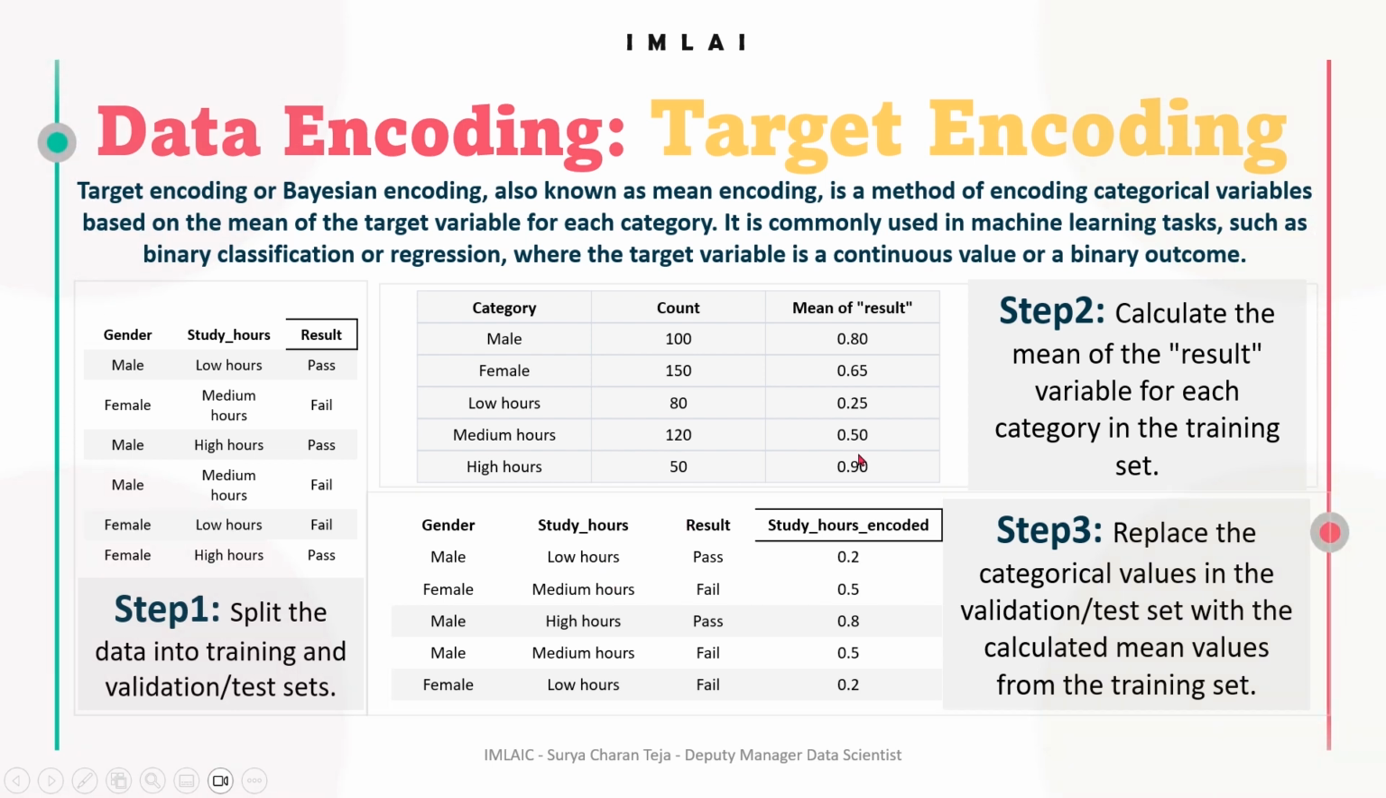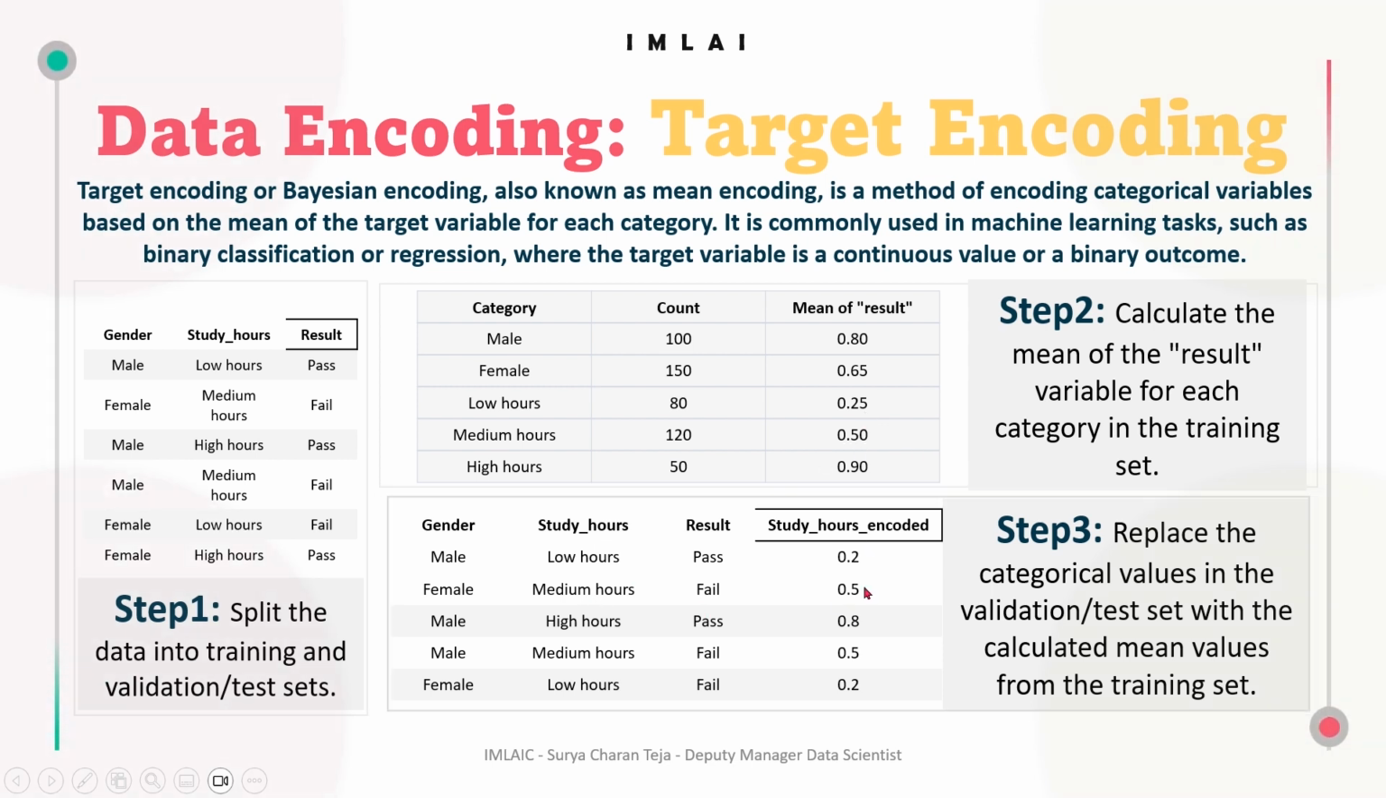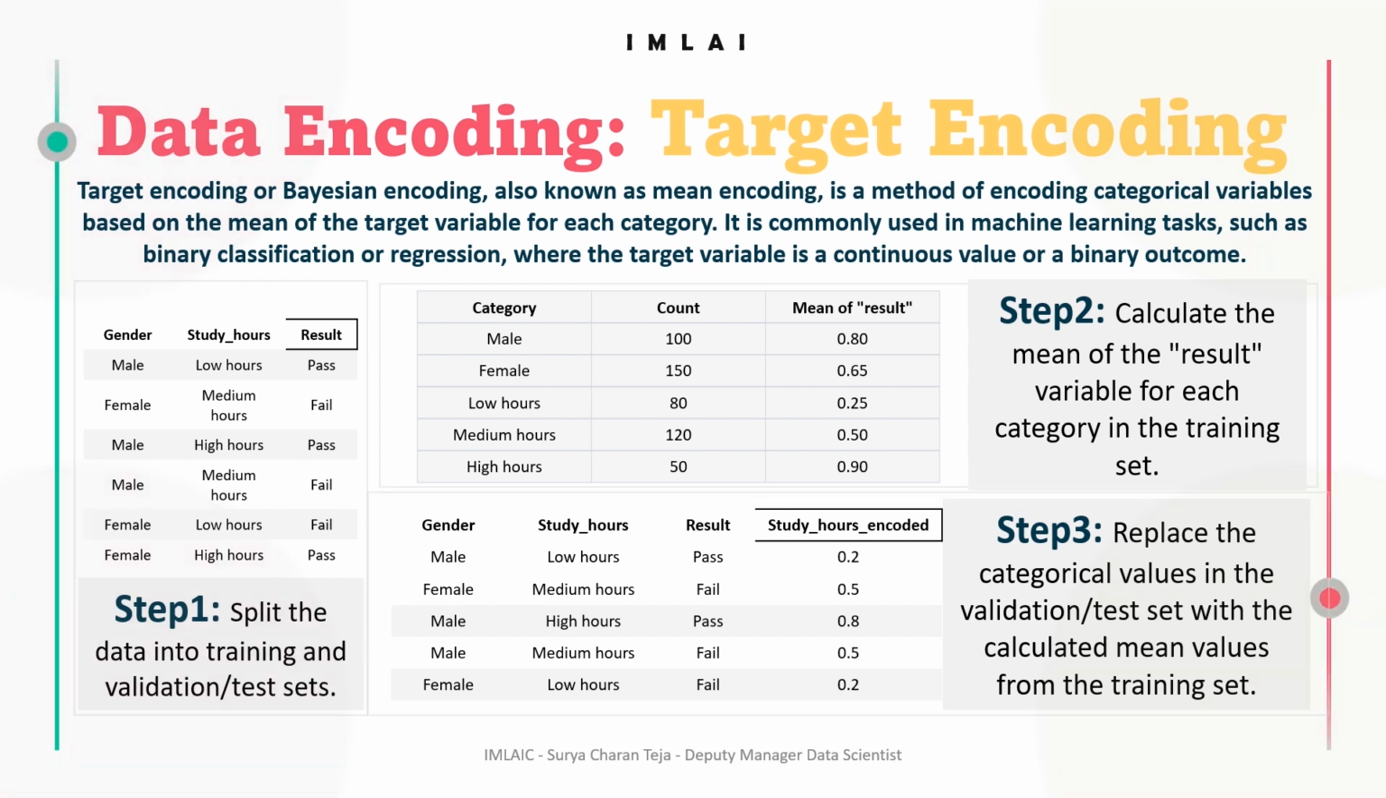Now low hours is 0.25, medium hours is 0.50, high hours is 0.90. The value has been changed. That's how you have to replace the categories with the mean of the result variable for the respective category. Hence, the target encoding is done, or mean encoding, or Bayesian encoding.